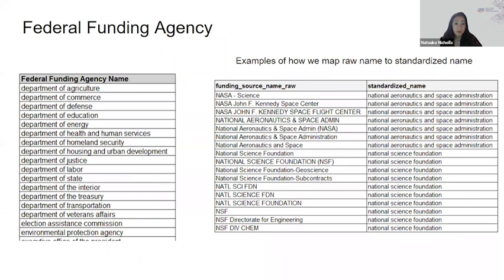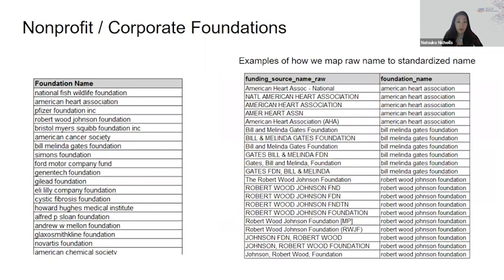Similar effort is directed towards cleaning and disambiguating funders' names. Funder sources range from federal and private agencies to corporate foundations. Here are some examples of how we map the unprocessed funding source name information to cleaned, standardized names. We also worked on cleaning and disambiguating names of private funding agencies, nonprofit and corporate foundations.